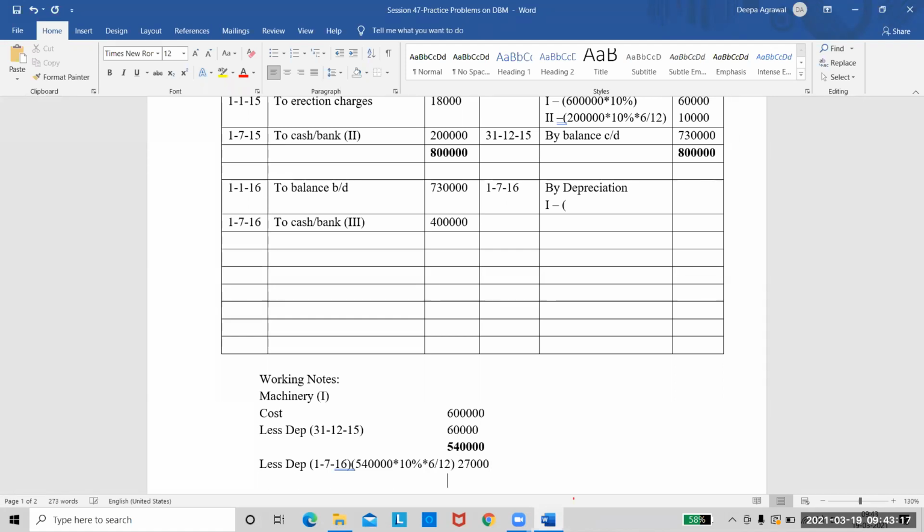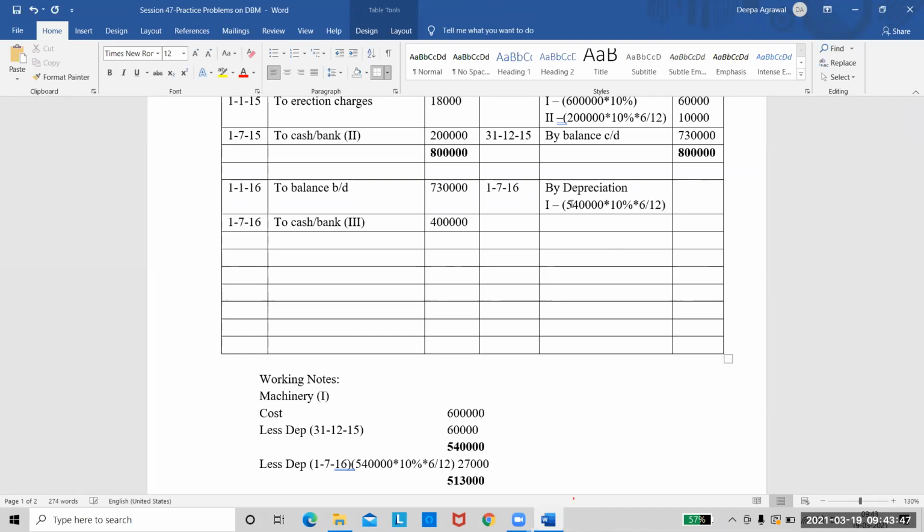Now calculate the balance. So 5,40,000 minus 27,000. That comes to 5,13,000. So now you can write the depreciation. Depreciation will be written as, you need not calculate here also. We have anyways calculated. If you want, you can write 5,40,000 into 10% into 6/12.